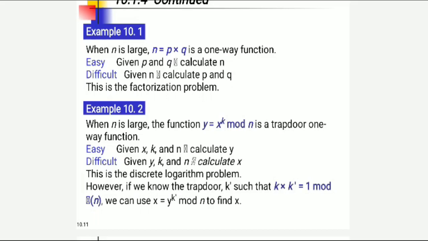The trapdoor one-way function is a key part of asymmetric key cryptography, because it is very difficult to guess any values when we use the f inverse. If some hint is used to calculate the f inverse, then that is known as the trapdoor, and if anyone knows that trapdoor, then they can easily calculate the inverse of the function.